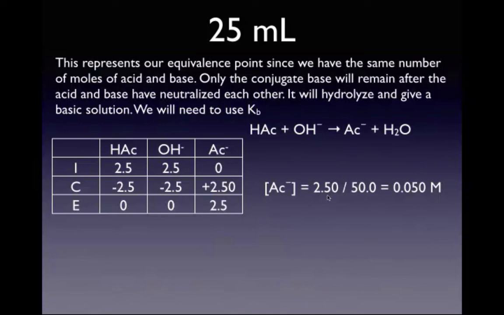I've got 2.5 millimoles. Now my volume is 50 milliliters because I had 25 milliliters of acid, 25 milliliters of base.